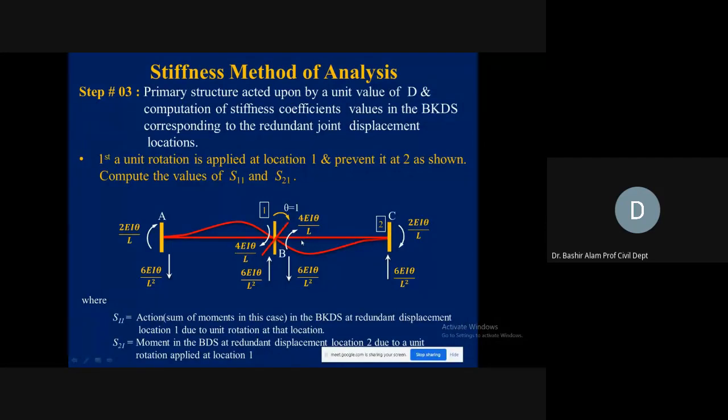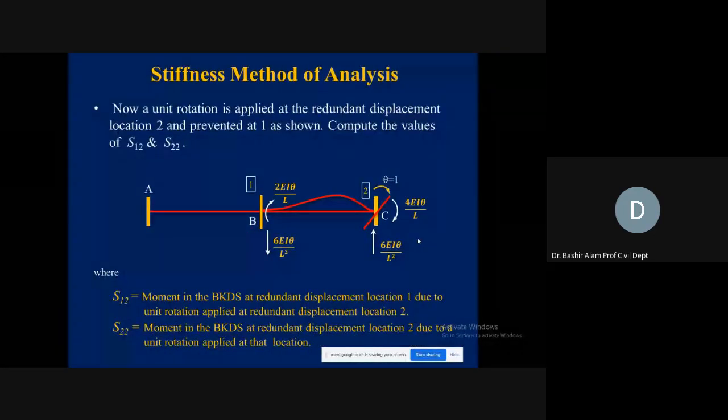What will be S21? This is again corresponding to D2, which was the rotation at C, theta C. So 2 EI theta divided by L. Simply this will become your S21. That easily you can find out these stiffness coefficient matrices.